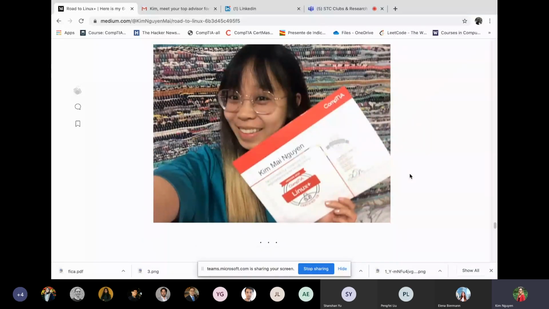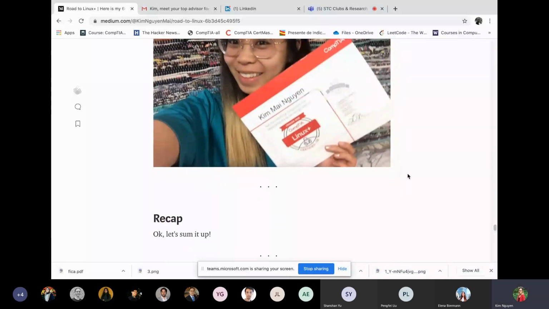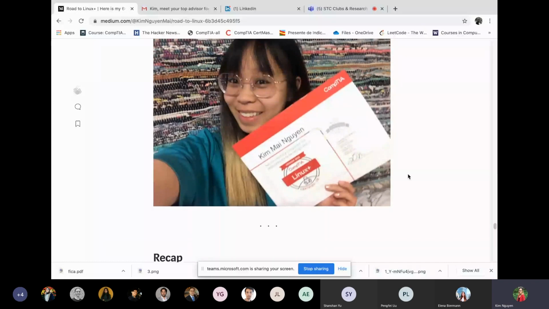But yeah, it was hard, but it was very rewarding. It feels amazing. After taking the Linux Plus, I do feel like everything makes sense. For computer science, for everything that I've learned, Linux Plus really breaks things down and gives you the connections of how things are.